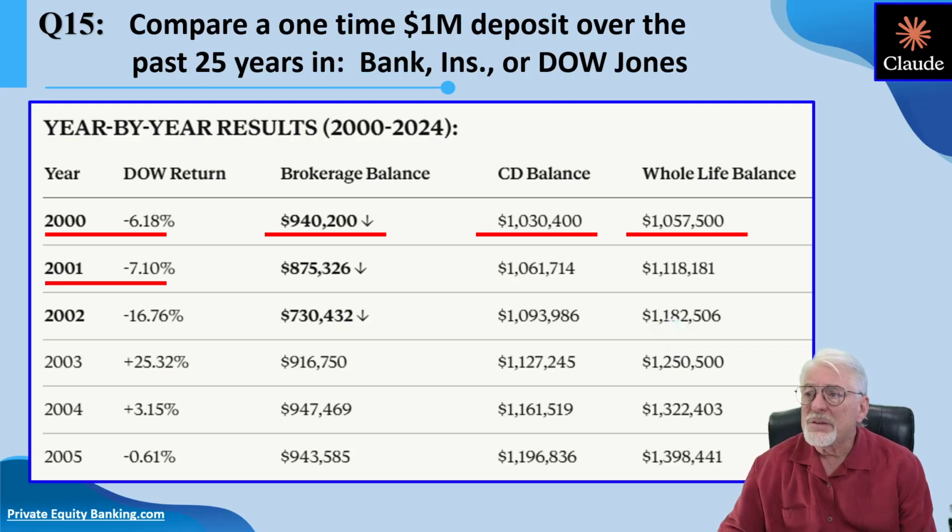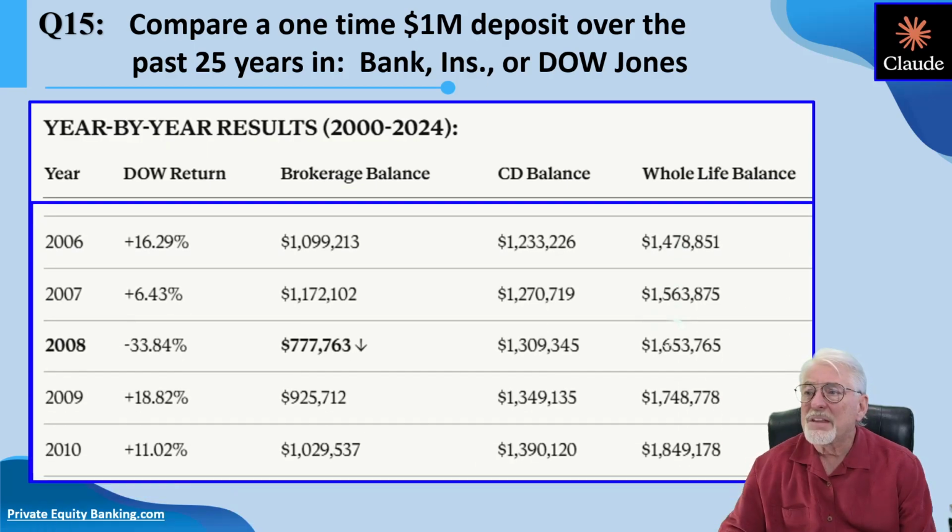In 2001, again, the Dow went down by 7%, and in 2002, the Dow went down by 16%, and in 2003, we finally got a huge rebound, but you'll note that even with that jump in 2003, your million is still only worth $916,000, okay? All right, let's move to the next five years.